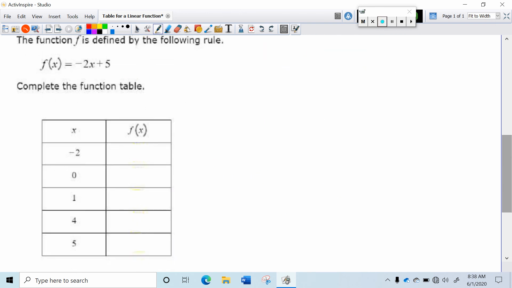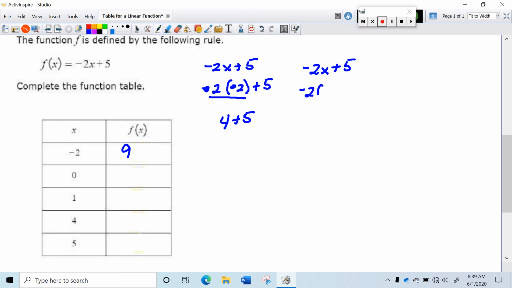Different function, same process. So I have negative 2x plus 5. I'm going to substitute a negative 2 into the parentheses. Whatever they give you over here is what you're substituting in. Two negatives cancel when you're multiplying. I'm multiplying first. 2 times 2 is 4. 4 plus 5 is 9. On this one, negative 2x plus 5 again. This time I'm substituting a 0 in. But 0 times anything is just 0. So 0 plus 5 is 5.